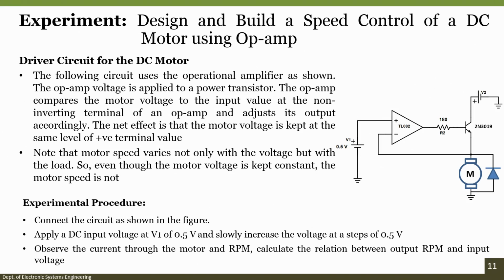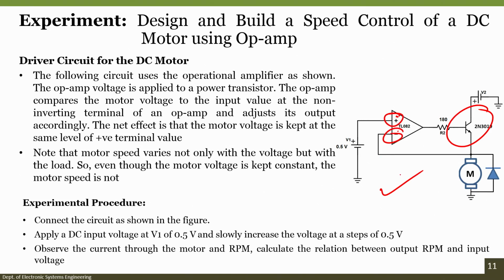If you want to design a driver circuit for a DC motor, we can use the following circuit, where the op amp voltage is applied to a power transistor, which you can see here. The op amp compares the motor voltage to the input at the non inverting terminal. The input is applied to the non inverting terminal, and the inverting terminal is what it is compared with. So, the net effect is that the motor is kept at the same level as the positive terminal.